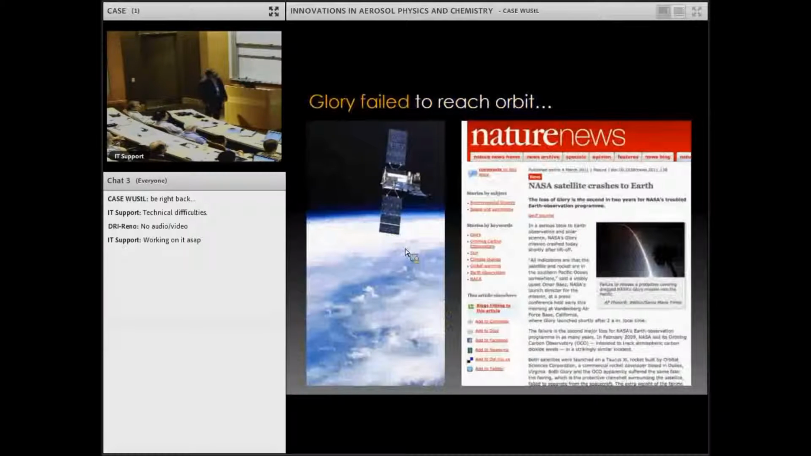The problem is that Glory did not reach orbit. The spacecraft crashed, and this is the nature of the business we are in. So NASA has not rebuilt the instrument, so at the moment there aren't plans to build a Glory-like instrument for space.